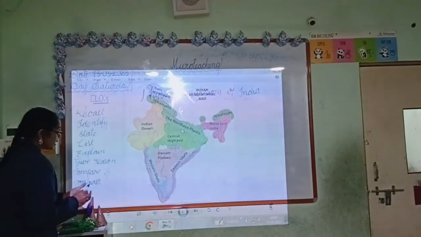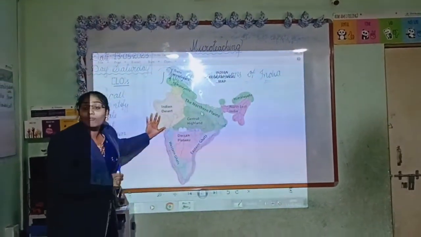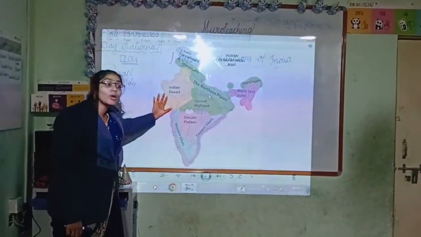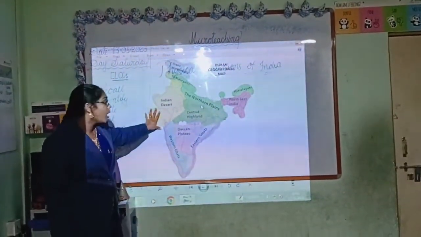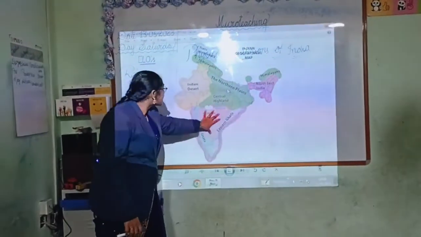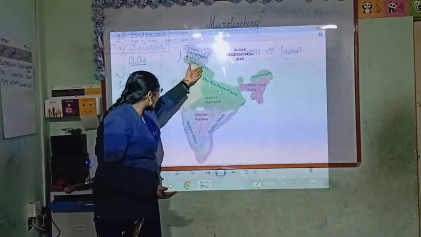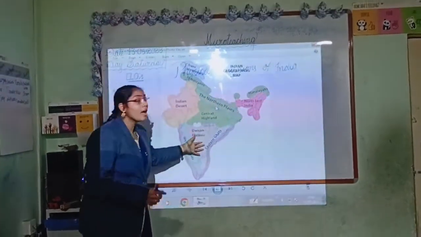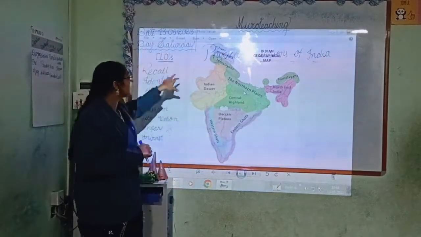So, my dear students, what is this? India map. What type of map is it? Is it a physical map or a political map? Physical map. Can you see any states and capitals in this map? No. It only presents the Himalayas, the northern plains, all these physical features of India. So this map we call a physical map.